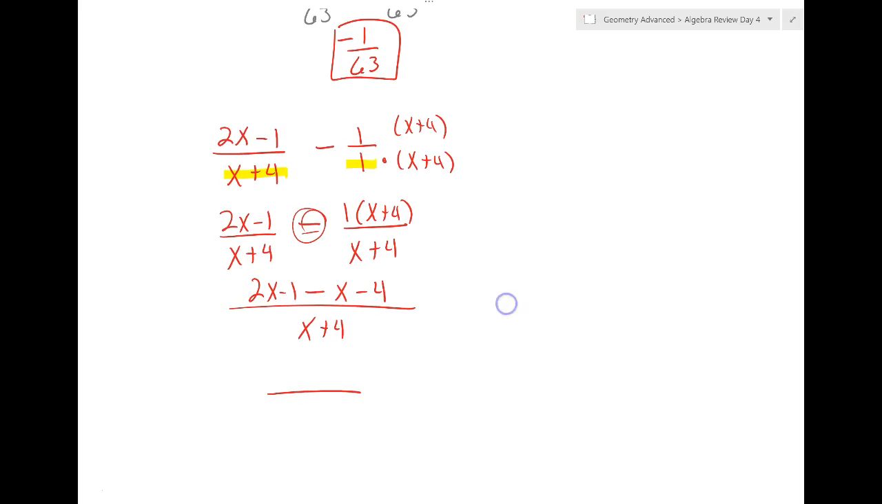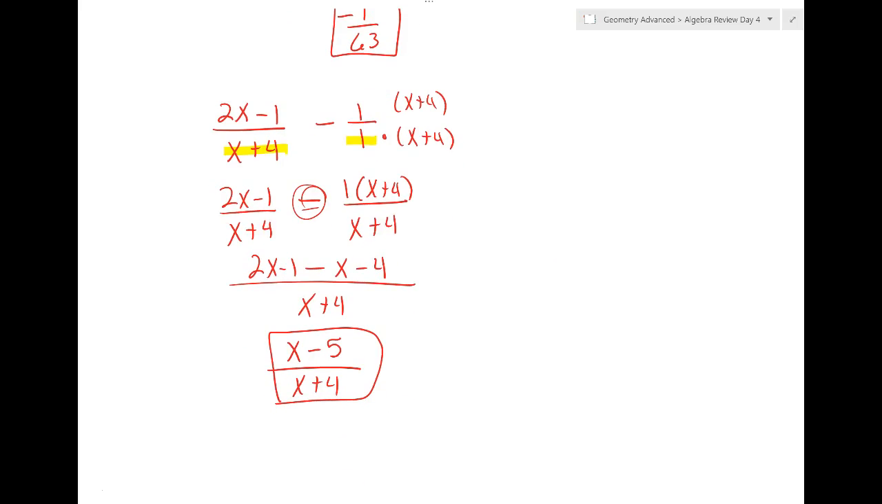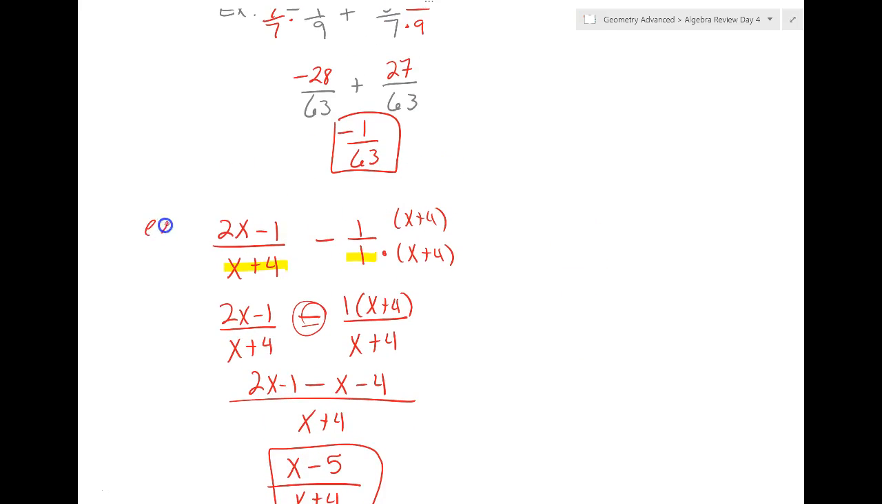I have to simplify completely my numerator. So 2x minus x is x. A negative 1 minus 4 is a negative 5. The x over x plus 4. So x minus 5 over x plus 4. Now, seems complicated, but remember, what are we doing? It's the exact same process that we did up here with numbers. It's just that we're going to have algebraic expressions that we're working with instead.